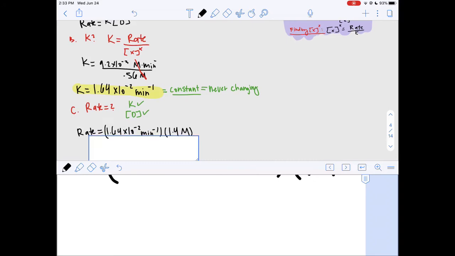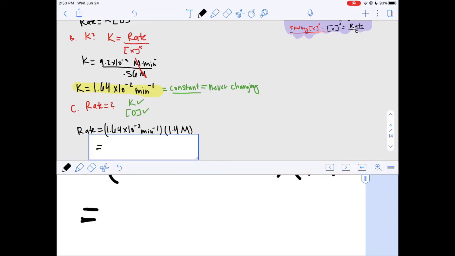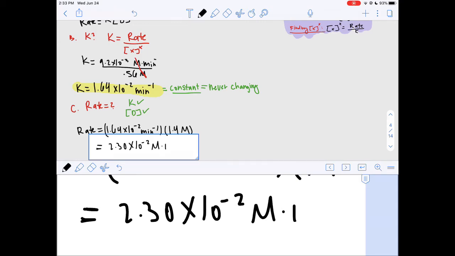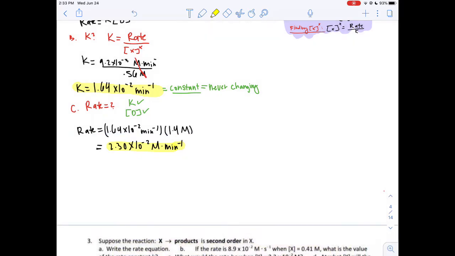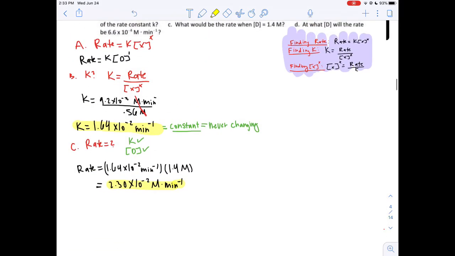And then you multiply those by each other. Give you a second to type in your calculator. And you should get, if your calculator is already in scientific notation setting, 2.30 times 10 to the negative 2. And if you remember from the first example, the rate unit is M times min to the negative 1. So that's the rate if the molarity was 1.4. Sweet.